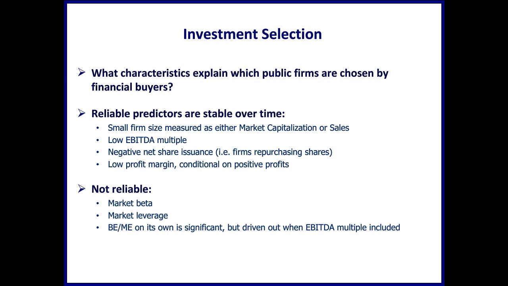Things that I thought might matter that turned out not to. Market beta does not matter. So the average market beta for the firms that are selected is about 1. I thought that perhaps being a low beta stock would increase the likelihood, but it turns out not to. Market leverage doesn't really matter. And then book equity to market equity, which is the academic value characteristic, does not really matter in the presence of the EBITDA multiple. And so that's interesting because that's the academic focus of what value is, and this is suggesting that they're targeting a slightly different kind of value.